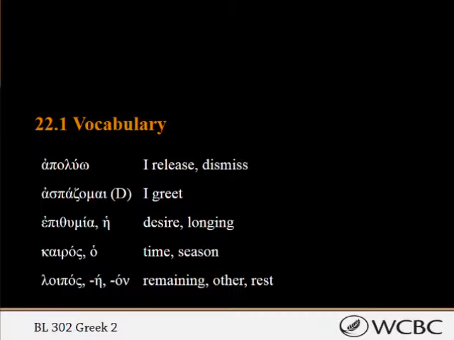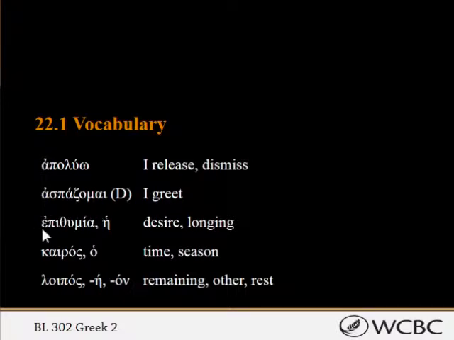First word is apoluo. Apoluo comes from apo, which would be the preposition, and then luo. So it means I release or I dismiss. So it's called a compound verb because it contains both a preposition and also the verb with it. Next word that we have is aspadzomai. The D again stands for deponent, which means that it's going to be middle or middle passive in form, but it will be active in its meaning, and it means I greet.